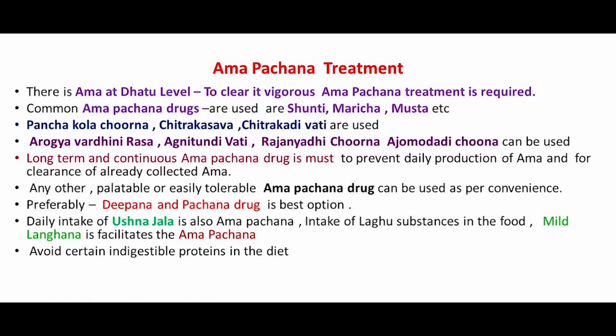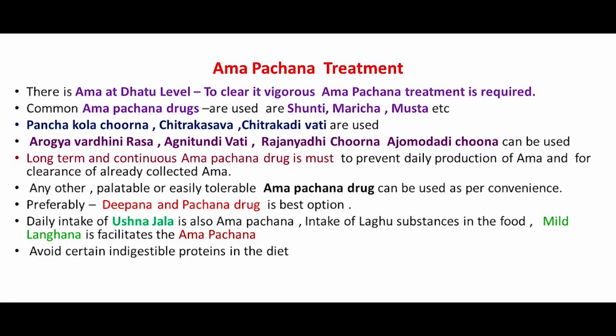Okay, so we have concluded that this ama is the basic cause. This ama is deposited in the body, especially in the glomerular area, causing damage to the glomerular area, and there is an antigenic damage, and glomerular filtration rate gets disturbed, leading to all the pathologies.